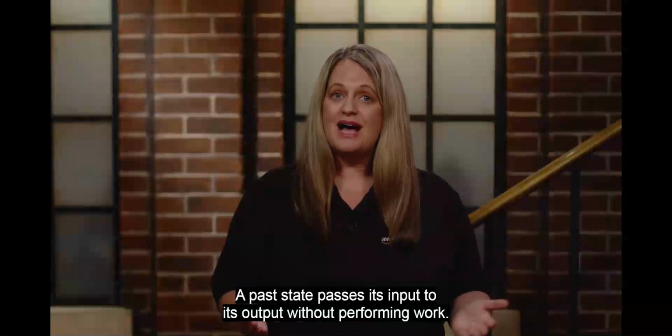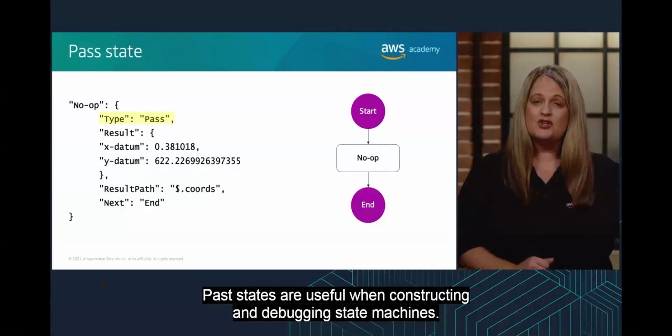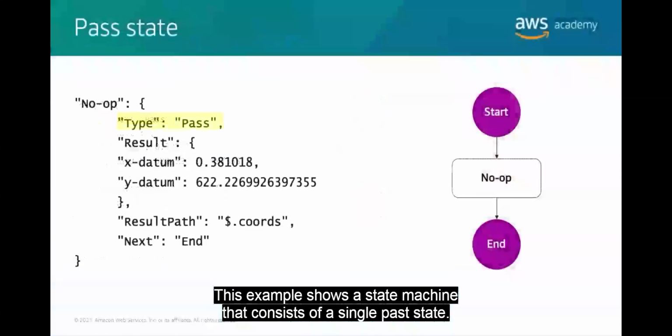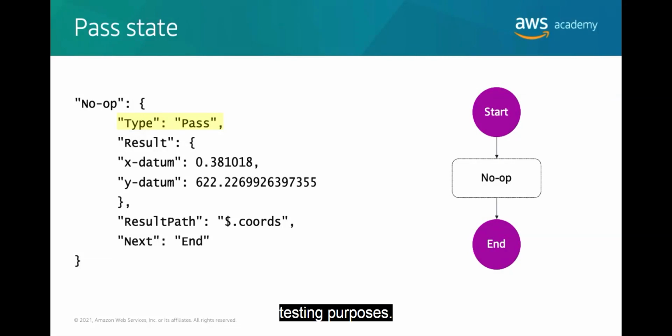A pass state passes its input to its output without performing work. Pass states are useful when constructing and debugging state machines. This example shows a state machine that consists of a single pass state. When this state machine runs, it injects some fixed data, which might be useful for testing purposes.